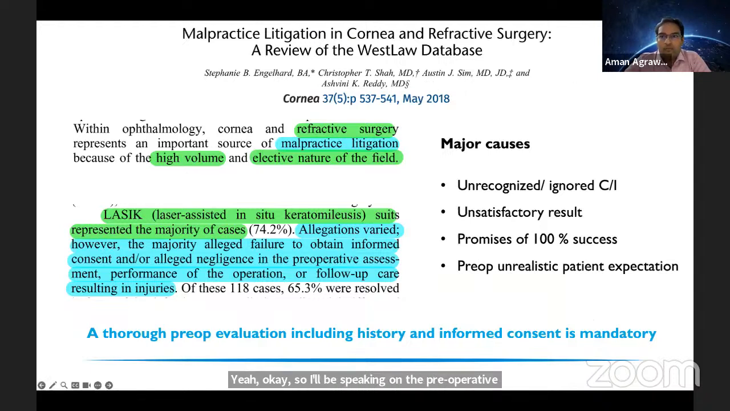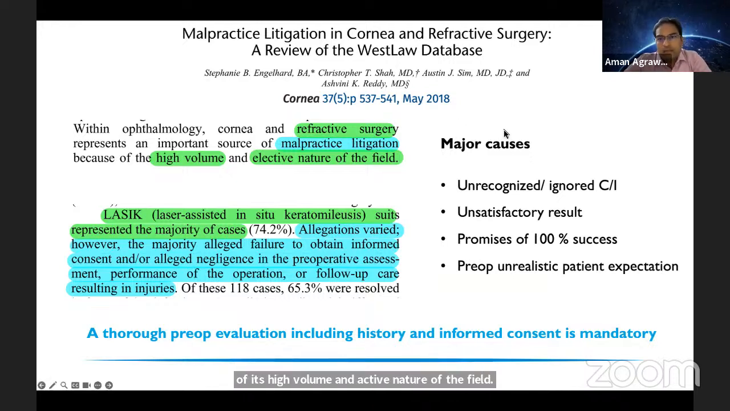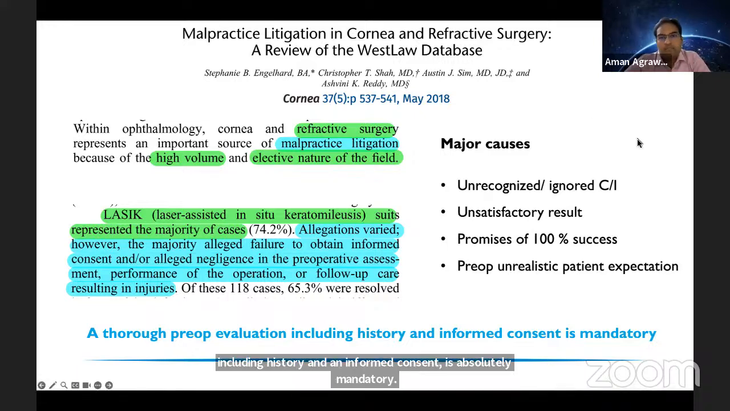First we should see that in a study by Stephanie et al. regarding malpractice litigations in cornea and refractive surgery, it was found that malpractice litigation was particularly high in refractive surgery because of its high volume and elective nature. LASIK constituted the majority of the cases. The major causes cited were unrecognized or ignored contraindications to surgery, an unsatisfactory result, the surgeon promising the patient 100% success, and unrealistic preoperative patient expectations. So we can see that a thorough preoperative evaluation, including history and informed consent, is absolutely mandatory before taking up a patient for any refractive surgery.